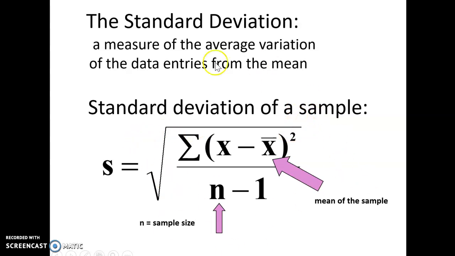Here's the formula. Looks kind of ugly. It's not the friendliest formula. We'll work our way through it, but there is a square root. You have to square root everything one time. This symbol means sum. You need to take each number minus the mean, square it, and then add all those up. And then you'll divide by n minus 1. So we're going to practice that.